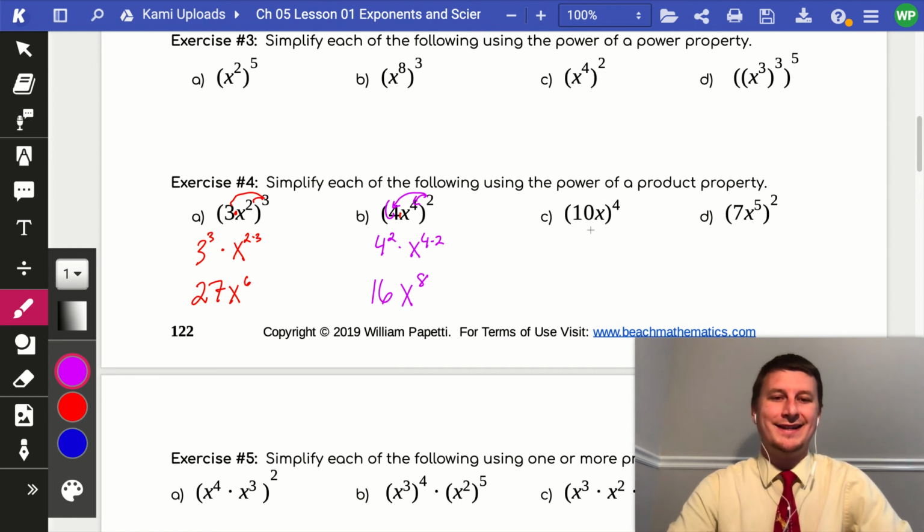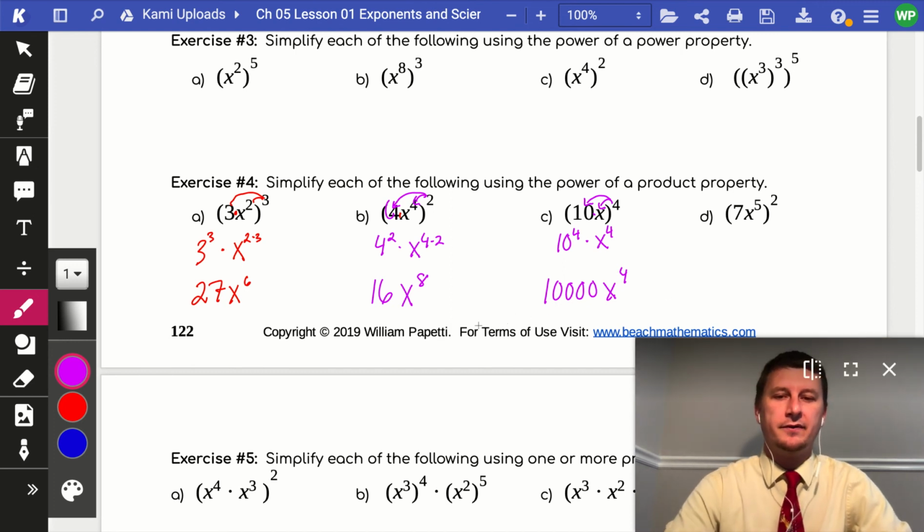Over here, we have 10x to the fourth power, and again, that's 10 times x, so I'm going to distribute the fourth power to each thing inside there. And I'm going to get 10 to the fourth power times x to the fourth power. 10 to the fourth power is going to give me 10,000. X to the fourth power just is brought down as x to the fourth power. And simplified, that's going to be 10,000 x to the fourth power.